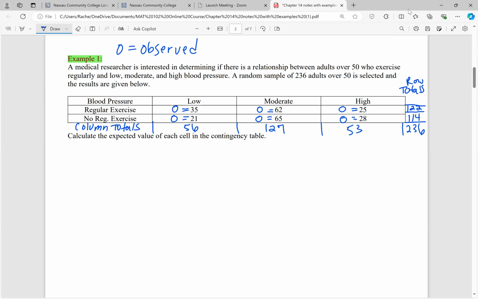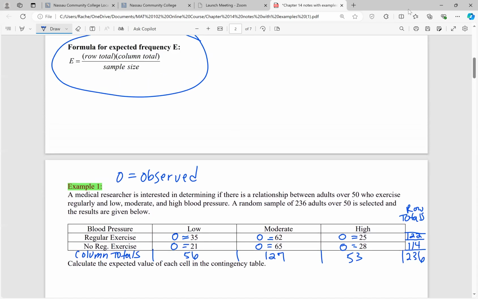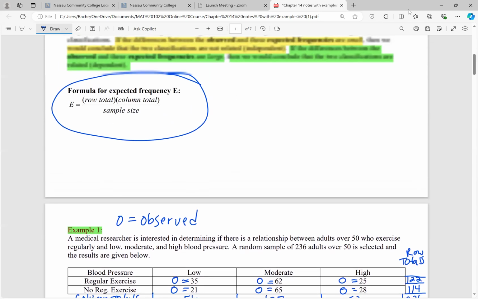So what I want to do is, let's calculate the expected value of each cell. This is an example of a contingency table, and each one of these boxes that has an observed value is just called a cell. So we have our observed values here, but let's calculate the expected value. What would we expect? How many people would we expect to be in each cell assuming these classifications are independent of one another? The way we get the expected frequency is we take the row total, we multiply it by the column total, and we divide by the sample size.